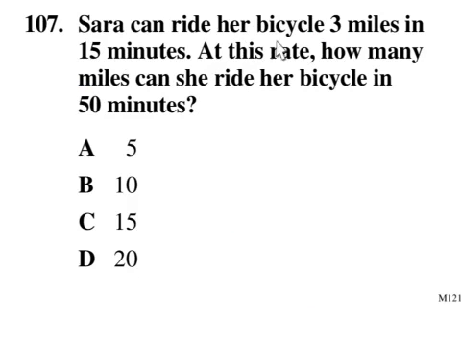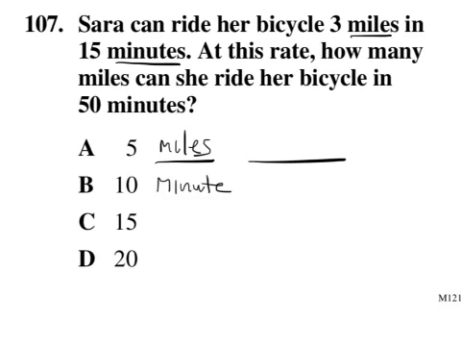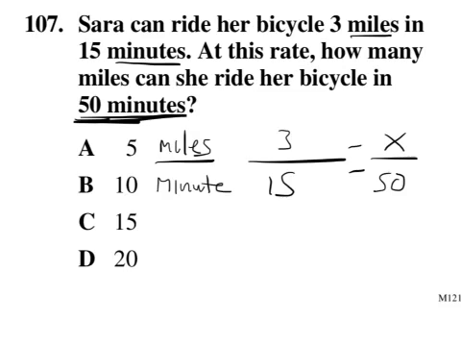All right, Sarah can ride her bicycle 3 miles in 15 minutes. How many miles can she ride her bicycle in 50 minutes? You should notice that you have miles and minutes, so we're going to do miles per minute. We have 3 miles in 15 minutes. We know that. Now, 50 is my other number. Is that going to be in the minutes or the miles? Isn't that a minute? So wouldn't it be on the bottom? And don't we want to find how many miles that would be?